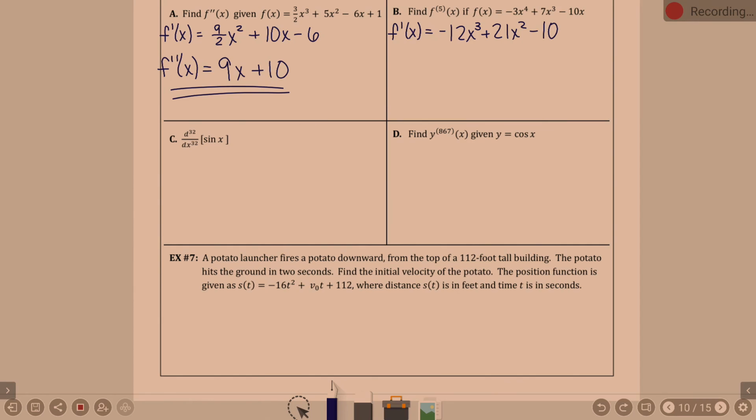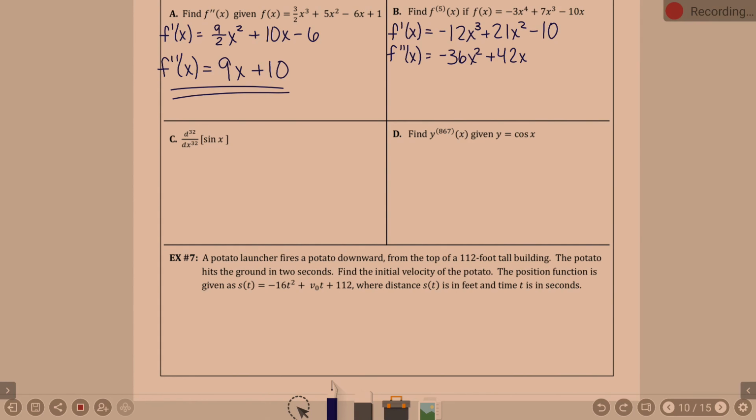Negative 12x cubed plus 21x squared minus 10. That's the first derivative. Second derivative. Oh my goodness. They keep getting harder. Second derivative, negative 36x squared plus 42x.